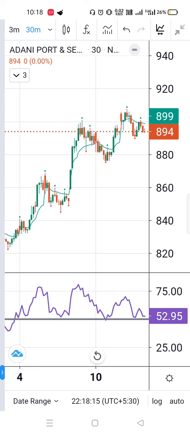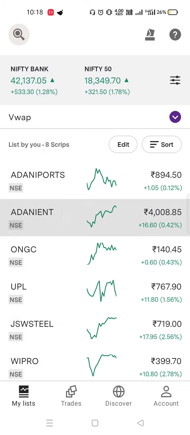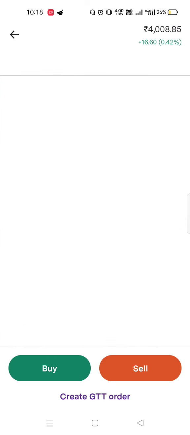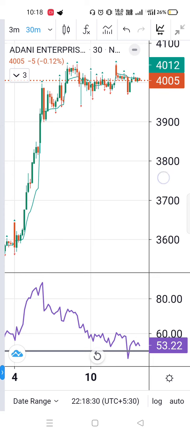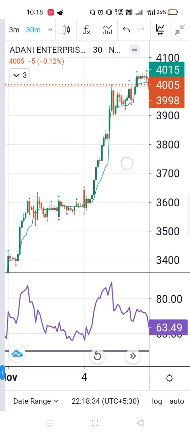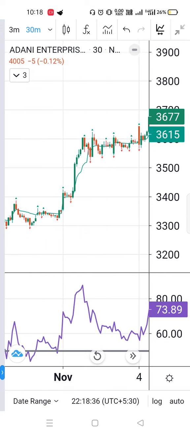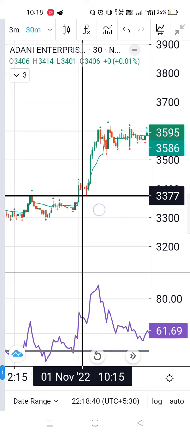Next stock I need to go for. Can we go for the next stock, Adani Enterprises? So I have taken 30 minutes. Have a glance on this one. So here also a very good momentum was taken. See how the momentum was taken here in the November first itself. There was a very good momentum.